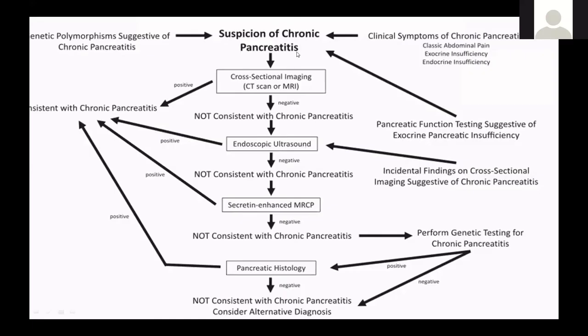So if at all we have suspicion of chronic pancreatitis, we can go ahead with cross-sectional imaging, CT scan or MRI. And if we are not getting the changes, we can go further with endoscopic ultrasound or secretin enhanced MRCP. And if still we cannot detect the changes of chronic pancreatitis and clinical suspicion is strong, then we can go for genetic testing and pancreatic histology.